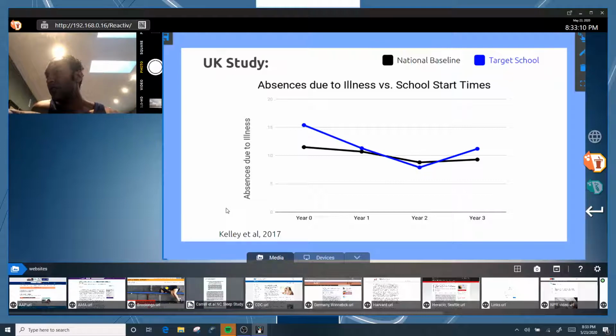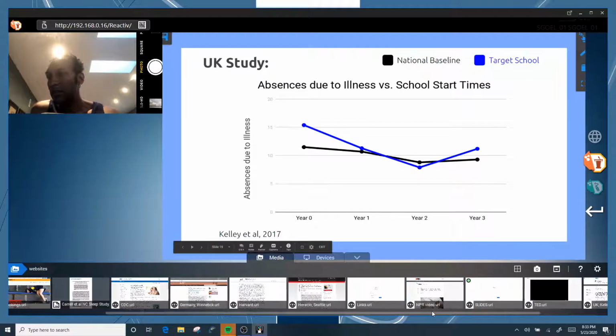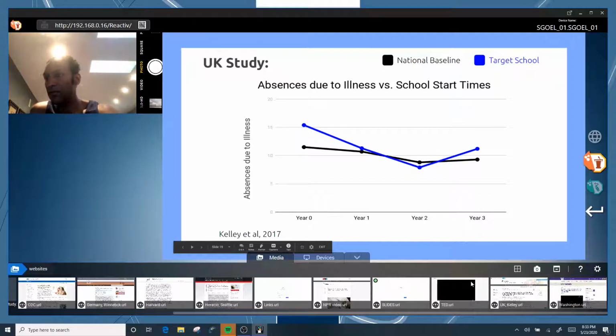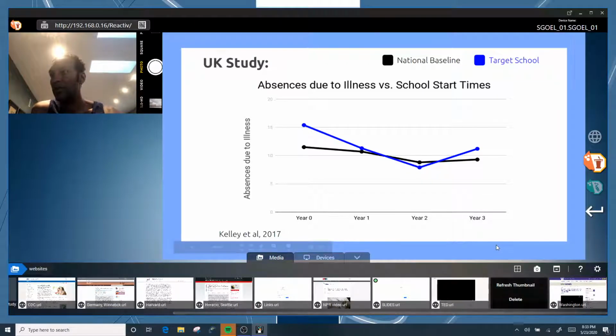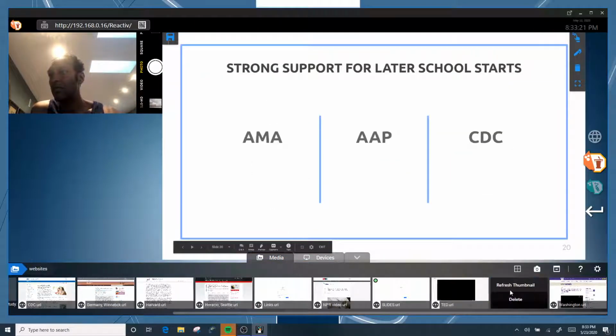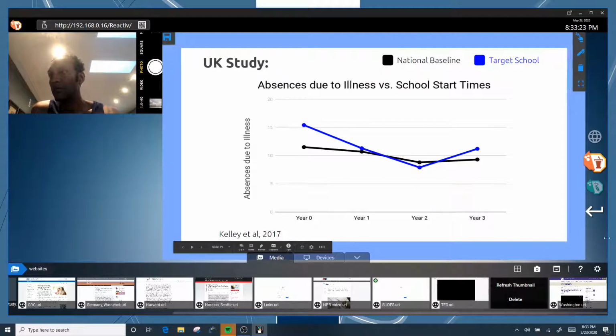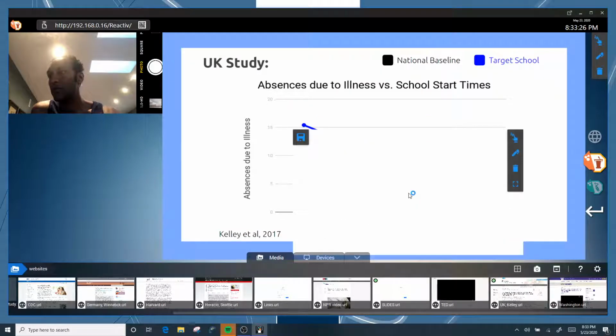Is there one more slide on this one? Okay, let's just show the actual study. I'll just pull it up so people can see it. Yeah. Let's try it. There we go.